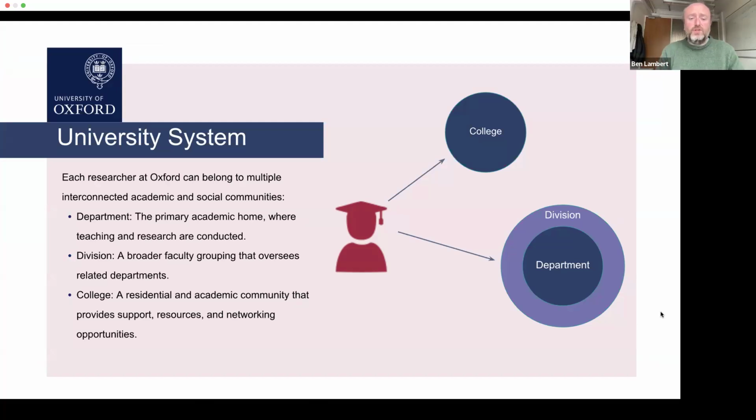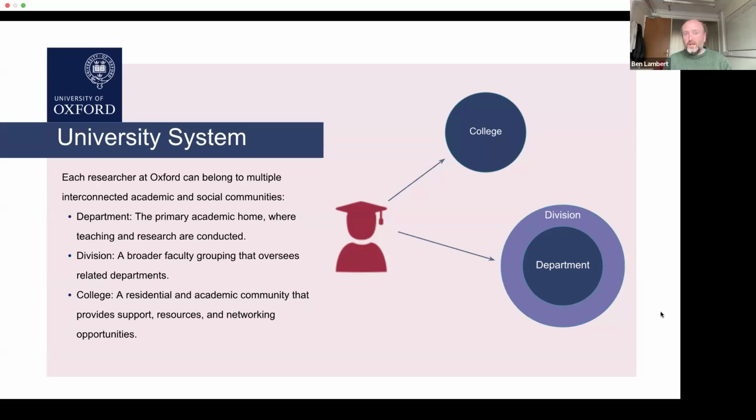Each researcher at Oxford, including the incoming fellows for this program, typically belongs to a number of interconnected academic and social communities. There is the department, which will be your primary academic home. You will be hosted within that department by a particular research group. And that department sits within a wider division. And the division for this particular fellowship is going to be the Mathematical, Physical, and Life Sciences division, as Siddharth said. So that gives you some idea of the types of project that we're going to be looking for because of the division in which the department will be based.